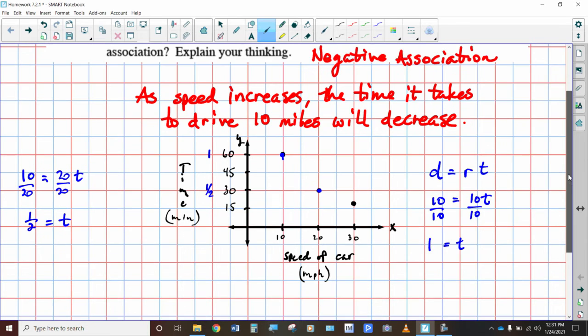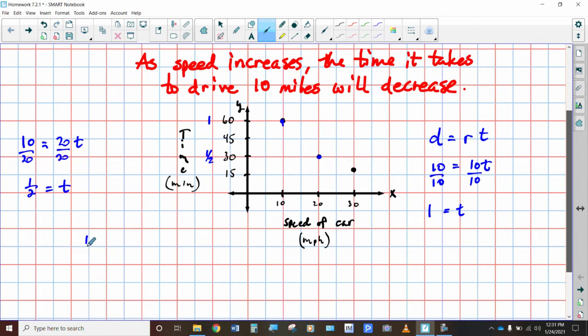We can do it a third time, and we could say we're going to go 10 miles, but this time we're going to go 30 miles per hour. So when you divide this by 30, this is going to give you 1/3 of an hour, which is the same as 20 minutes, right? If you break the hour into 3 equal parts, 60 divided by 3 is 20. So that point would be right around here, which would place our point right there.